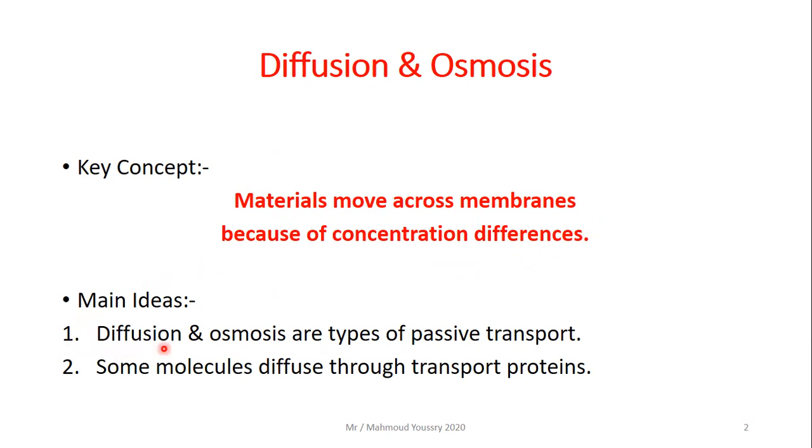We have two main ideas here. Number one, diffusion and osmosis. These are two different processes, and they are types of passive transport. We also will study the meaning of passive transport. Number two, some molecules diffuse through transport proteins. So we will study the transport proteins.